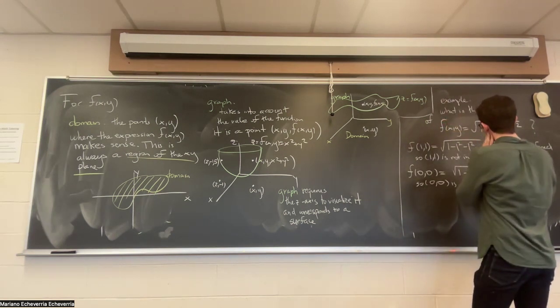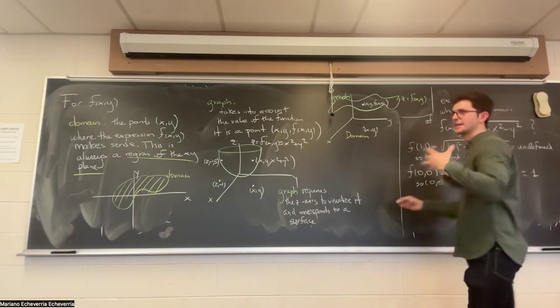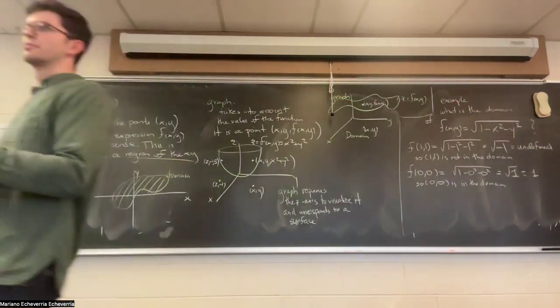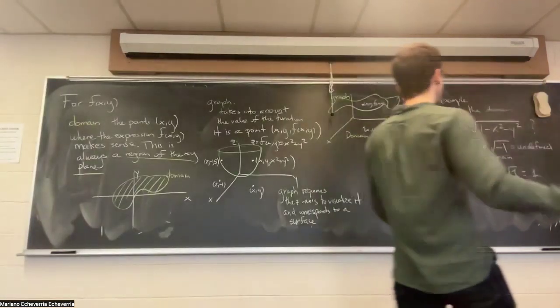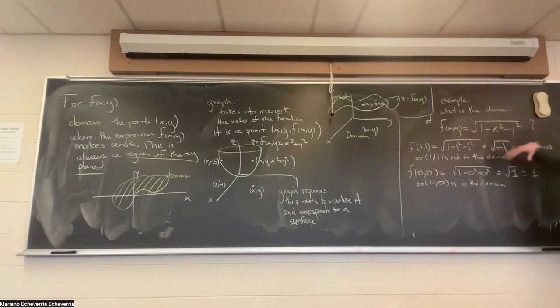Again, asking for the domain is just asking which values of x and y you can plug in where you get an answer. So if you remember, for a square root, since we really don't want things that involve i or its analogs, what we want is the stuff inside the square root to be non-negative. Then we don't have to worry about anything.